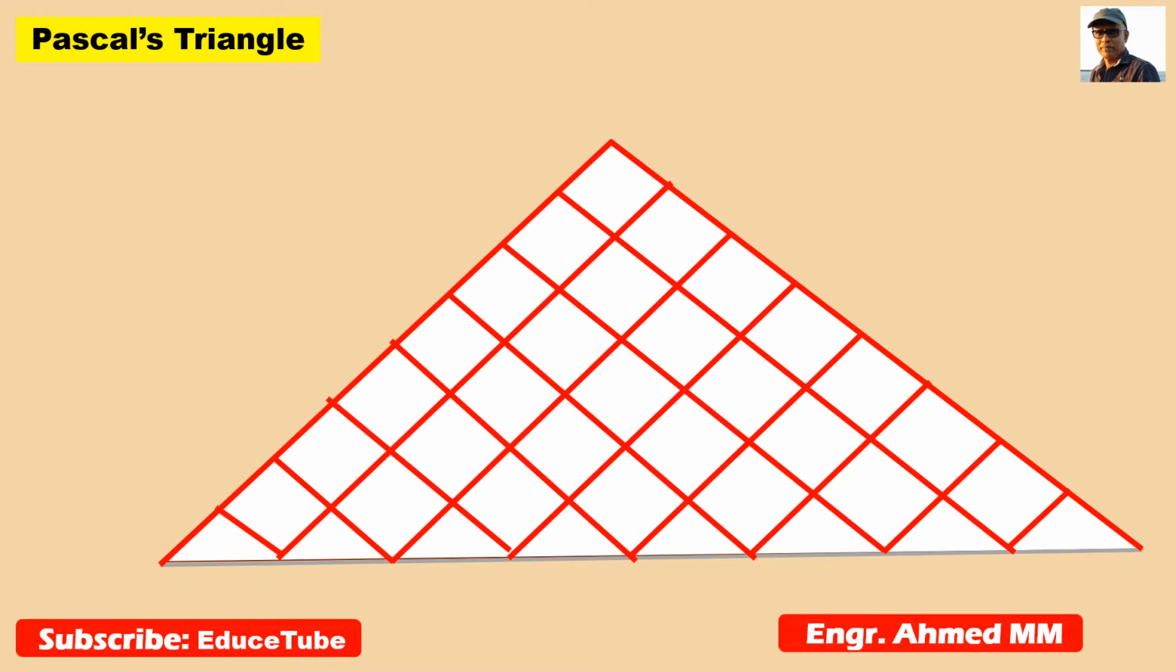One of the most interesting number patterns is Pascal's triangle. It is a triangular arrangement of numbers that gives the coefficients in the expansion of any binomial expression such as this one. A binomial expression is one which contains two terms connected by a plus or minus sign. We can see it here.